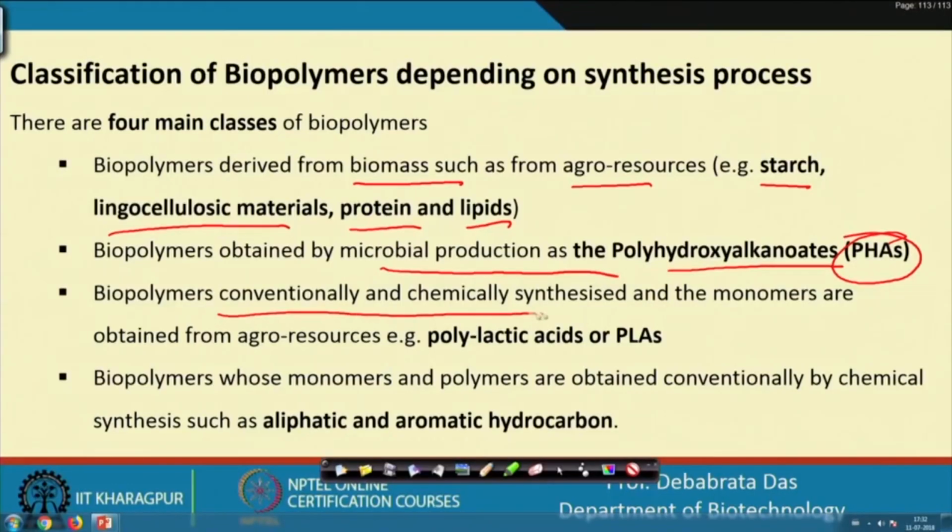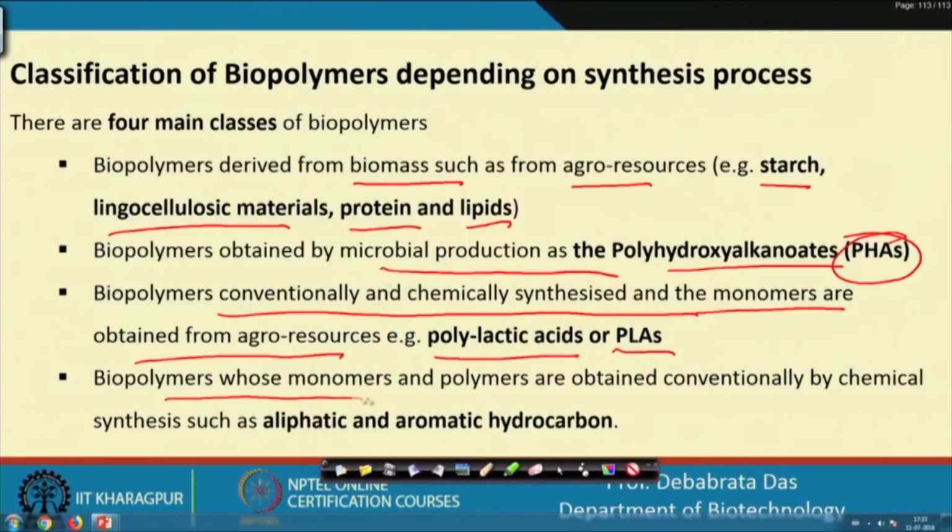Then there are biopolymers that are conventionally and chemically synthesized, where the monomers are obtained from agro residue, like polylactic acid, or we call it PLA. This is lactic acid, and all of a sudden we find it has tremendous industrial potential. Why does it have industrial potential? Due to the development of polylactic acid. And what is the use of polylactic acid? It can be used in the medicinal sector to a great extent.